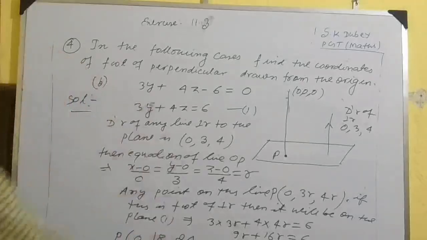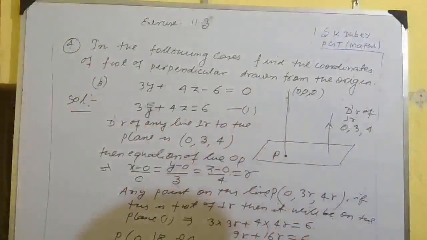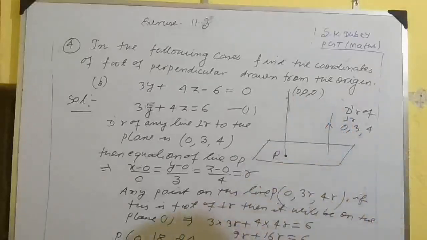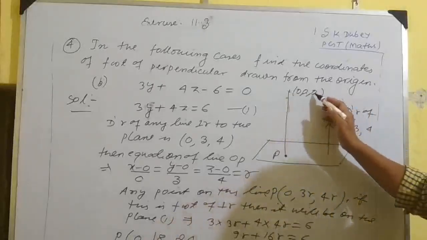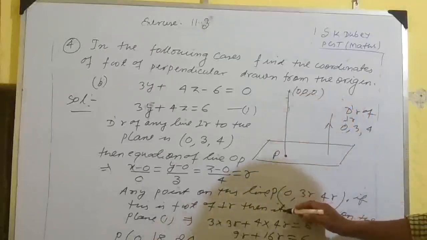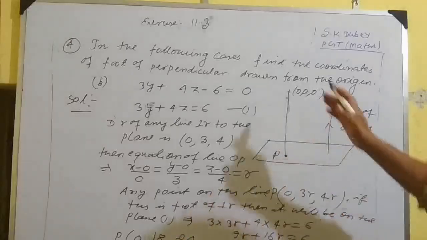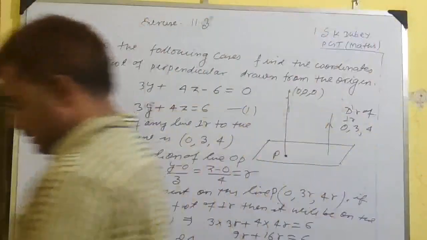In this way, we can find the foot of perpendicular drawn from origin to any plane. Some other questions are also asked, where the point is not origin and any point is given like 1, 2, 3, then you are told to find the image of the point and foot of perpendicular. You can apply the same formula, same process to find the image of any point into any given plane.